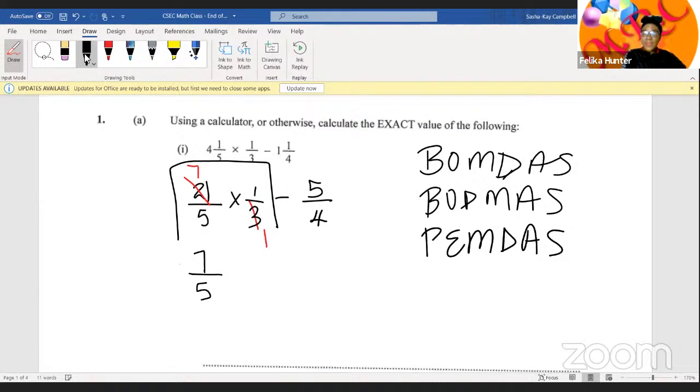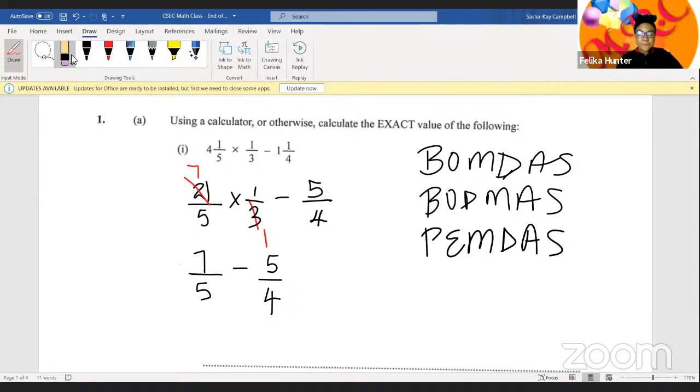So we now have 7 over 5 minus 5 over 4. And now we look at the operation between the two fractions, and that is subtraction. When we look at the denominators, we realize that they are different. So when you're adding or subtracting two fractions and the denominators are different, then you need to find your LCM.